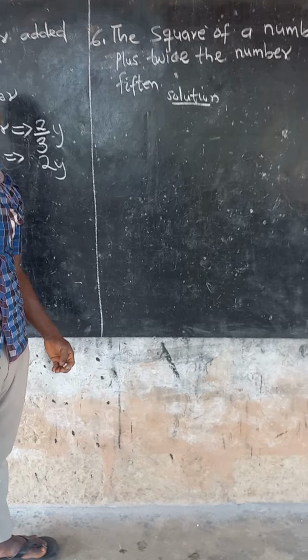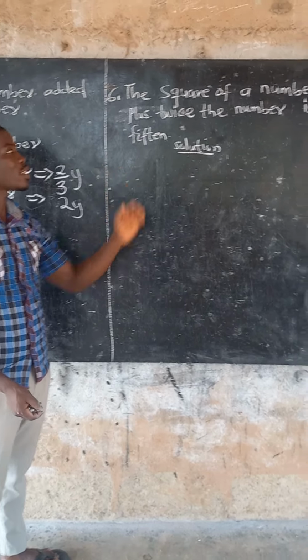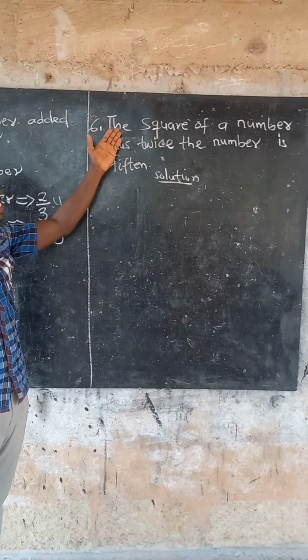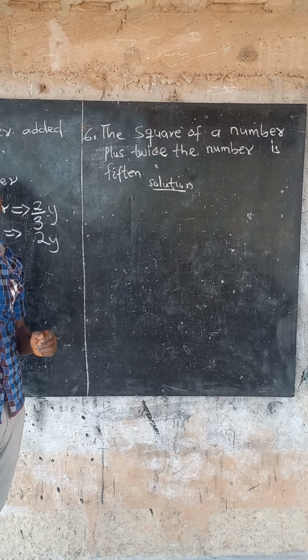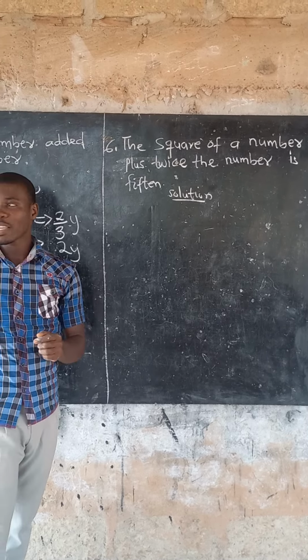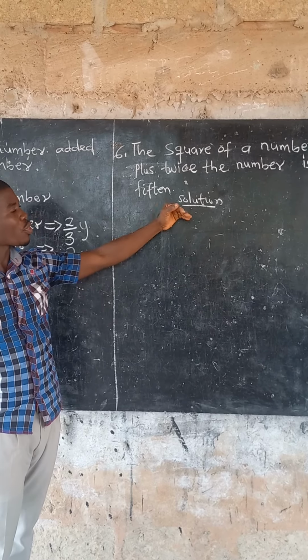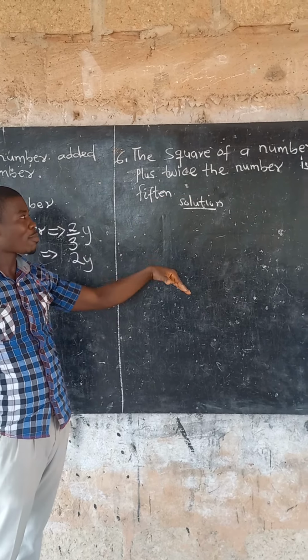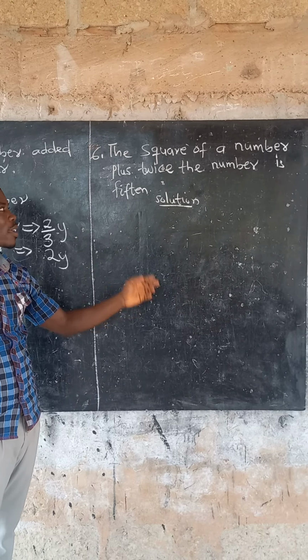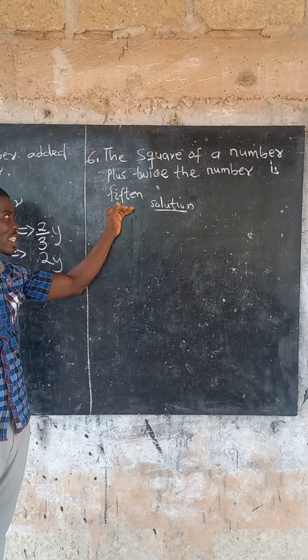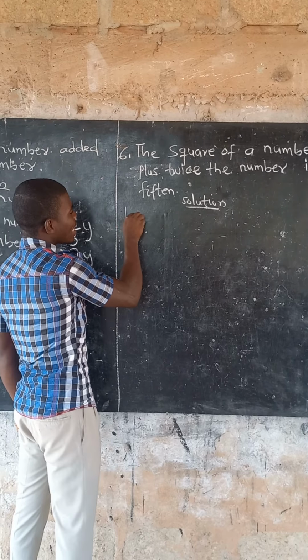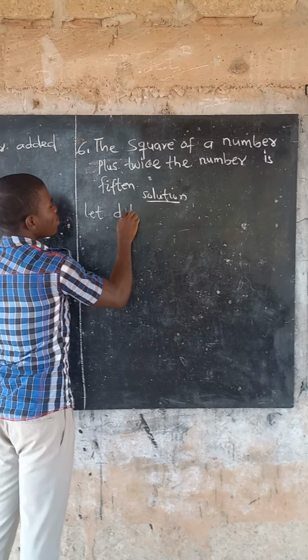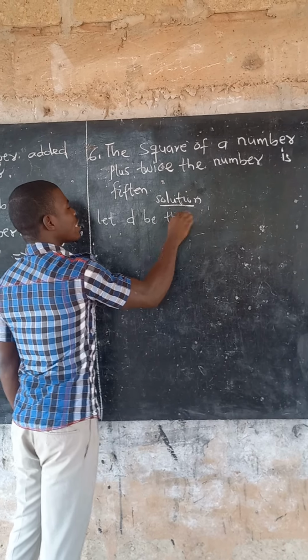Now let's look at another one. Let's look at this one too. It is saying the square of a number plus twice the number is 15. More or less it's the same as this. This one is in 3 parts. The square of a number, twice the number. The last part is 15. Now let's say, let D be the number.